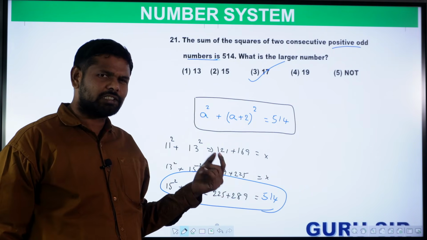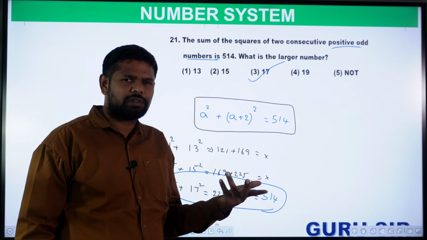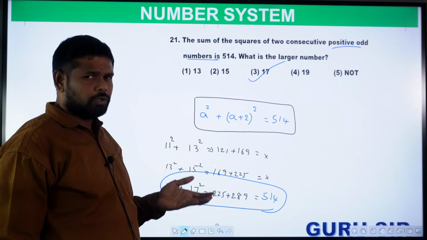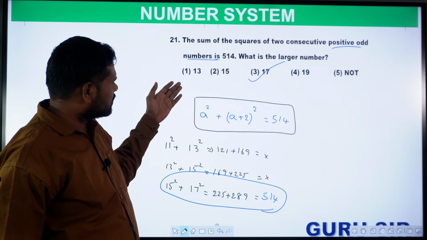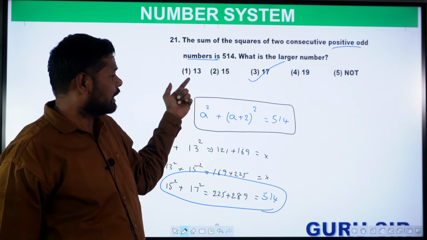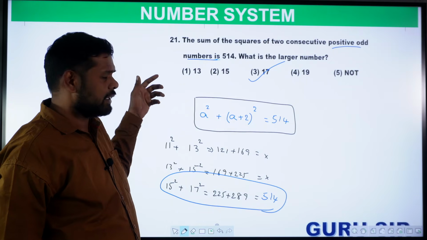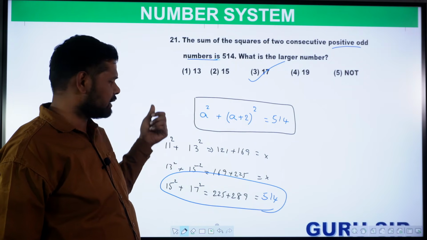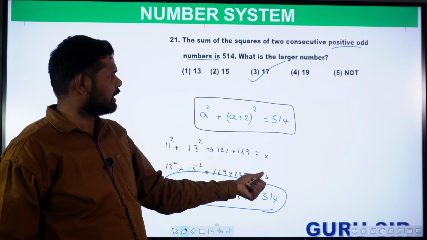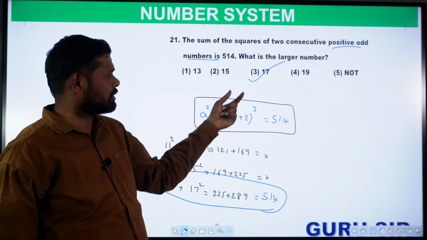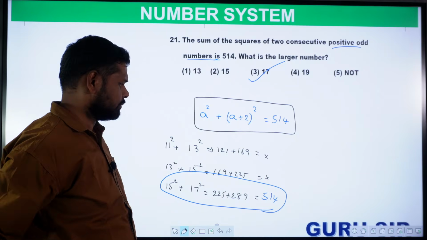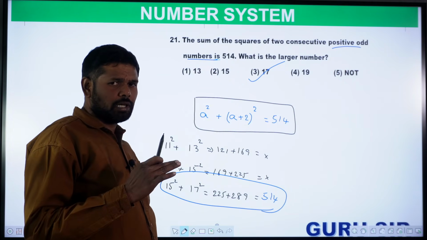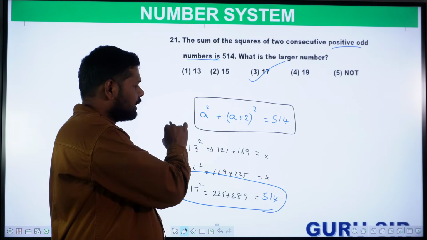Odd numbers means difference. 2 consecutive odd numbers means always difference between those 2 consecutive odd numbers is 2 only. We know that. Instead of solving these 2, just go through options and verify. 13 largest means before that number is 11. Sum of those 2 is not 514. 15 means before that number is 13. Sum is not 514. The third option is satisfied enough. That is the answer.